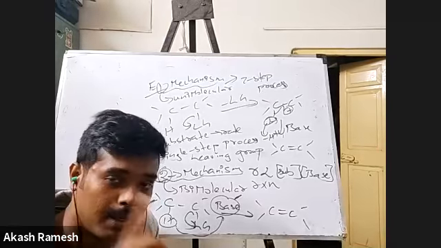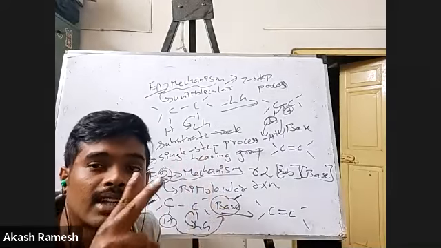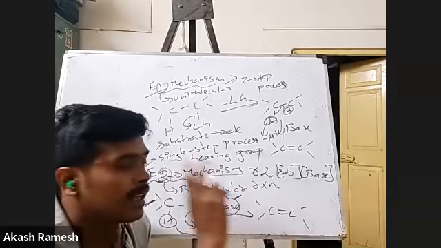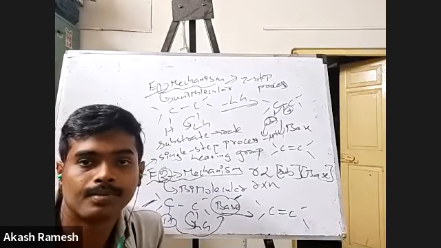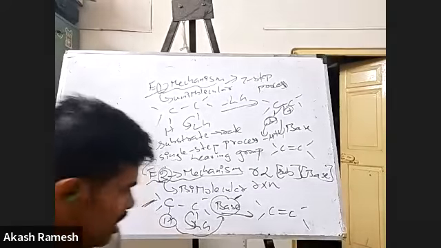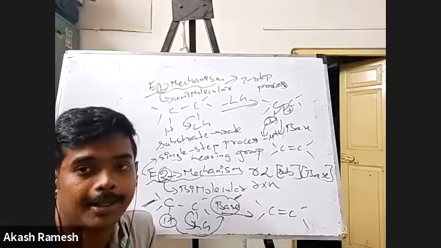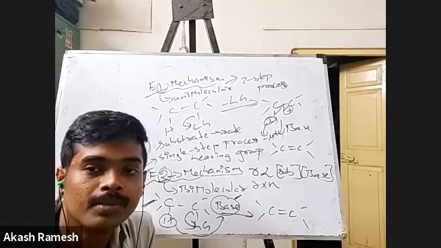Again I repeat. First step, removal of the leaving group to form the carbocation. Second step, removal of H plus by the base to form the alkene, a two-step process, but E2 is going to be a single step process. Now how will you decide? Both these are similar compounds, whatever I told you. How will you decide whether the reaction undergoes E1 or E2?